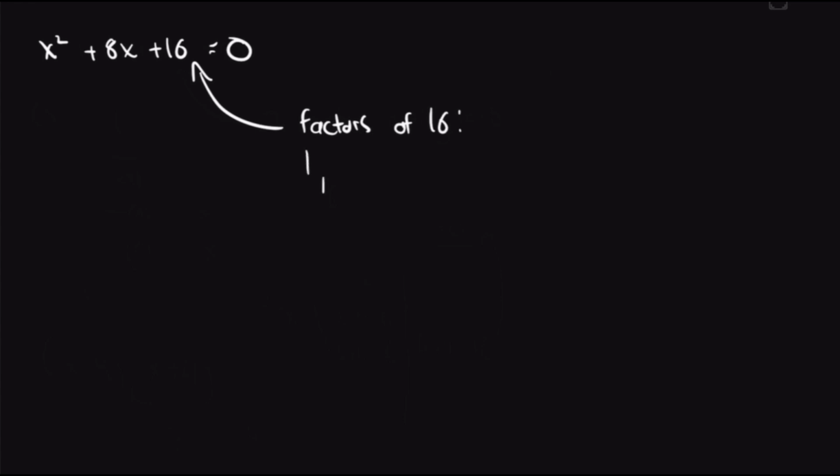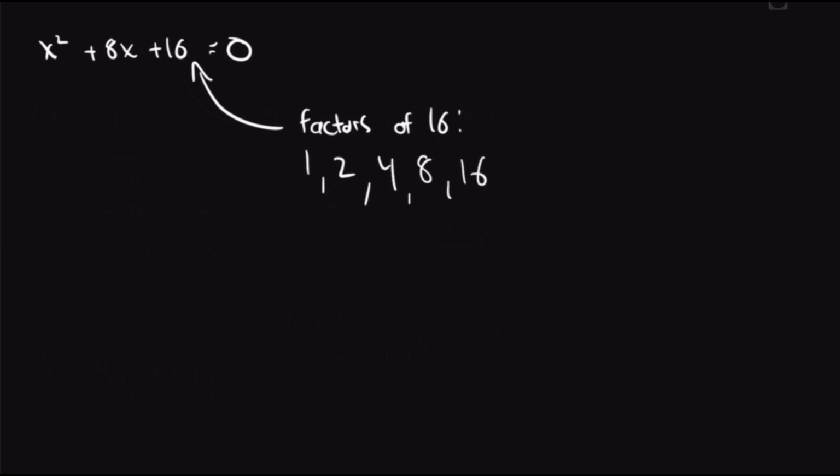So for our next example, suppose we have x squared plus 8x plus 16 is equal to 0. How do we factor this? Well, notice there's 16 here at the end. So what we need to do is find the factors of 16. What are the factors of 16? Well, there's obviously 1. 16 is even, so there's 2. 4 is a factor. There's 8 and there's 16, and those are the factors.